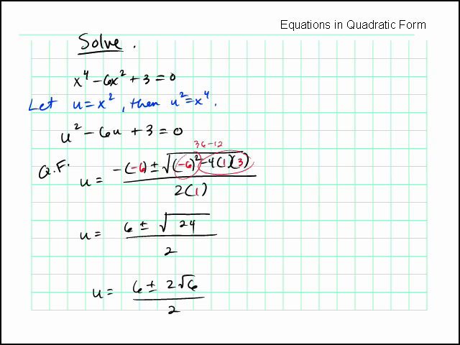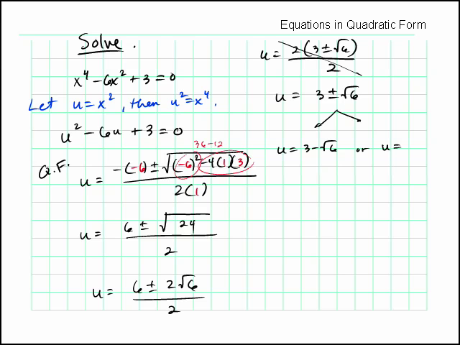Now I can factor a 2 out of the numerator like that, and that will allow me to reduce right here. These 2's will be gone, and so I now have u equals 3 plus or minus square root 6. Or, in other words, my two solutions so far, 3 minus the square root of 6, 3 plus the square root of 6. But I'm not done, because remember I have to convert back to the original variable. u equaled x squared.